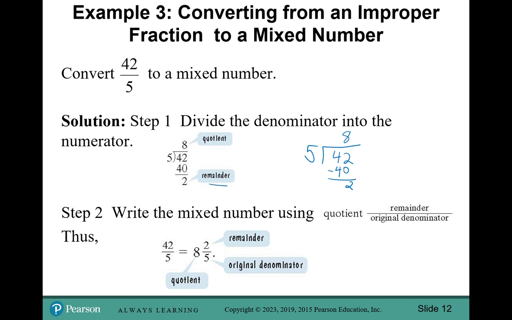Because what we're going to do is take this quotient, which is your 8. That is going to be our integer number out front. So our quotient here, we put it out front. We put the remainder back on top of the 5, which is our original denominator. So step 2 says write the mixed number using the quotient, remainder over denominator. Thus, 42 over 5 equals your quotient, which we found to be 8. And then you write your remainder, which was 2, over your original denominator, which was 5.